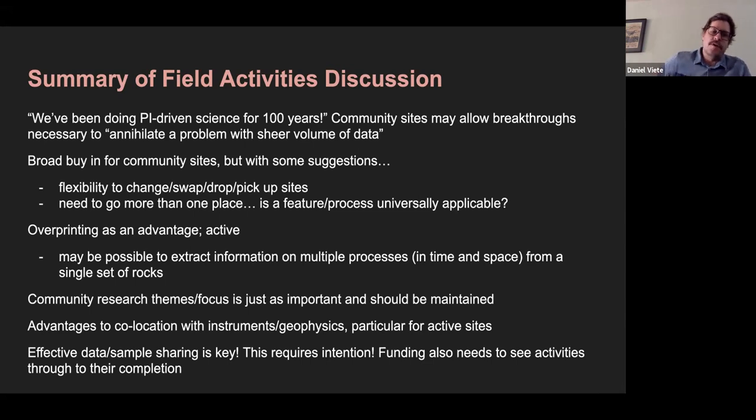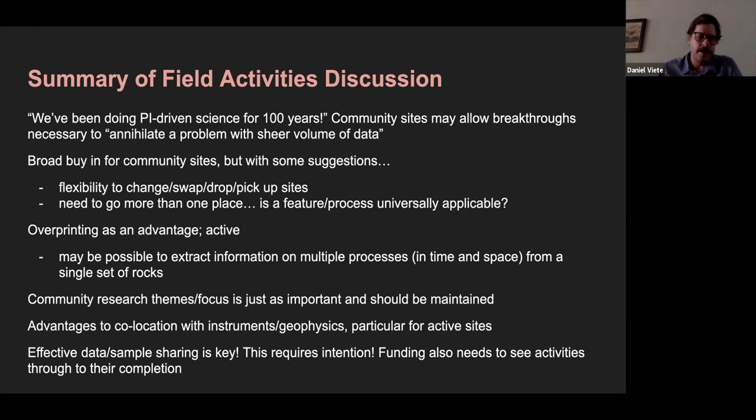There was less focus on community research themes because we didn't get to the discussion with as much time, but it was said that these are just as important as community sites and need to be a key part of the program. And it was also brought up that there are advantages to co-location with geophysics activities and seismology, in particular for the upper plate and active site geology.